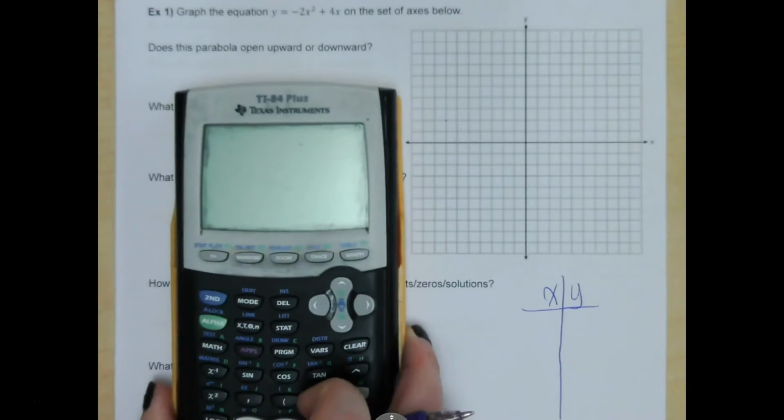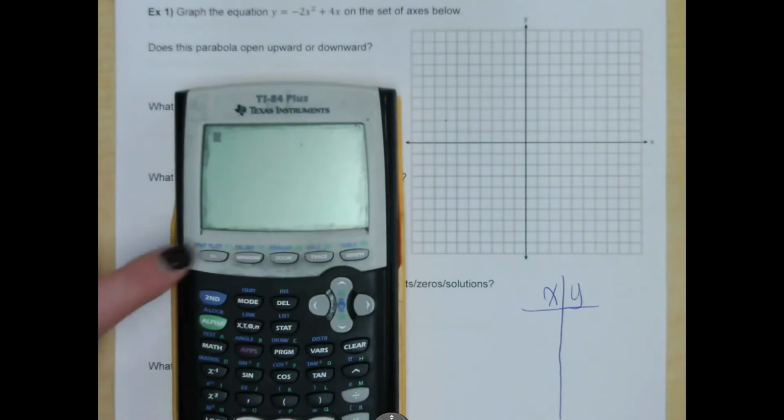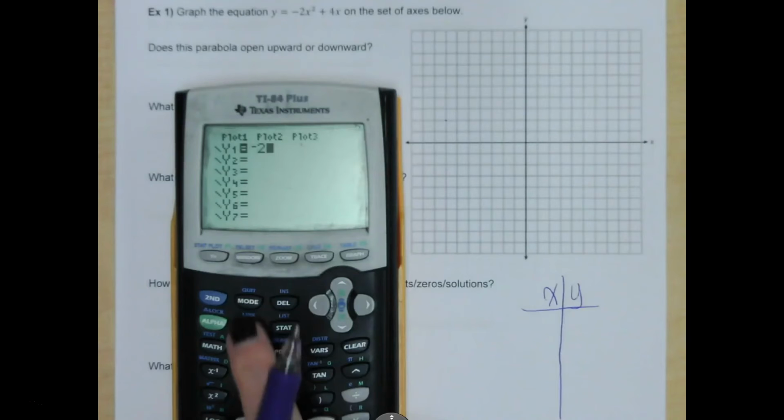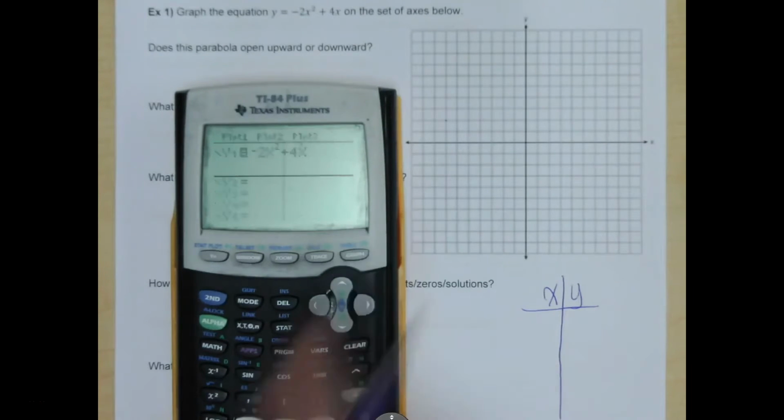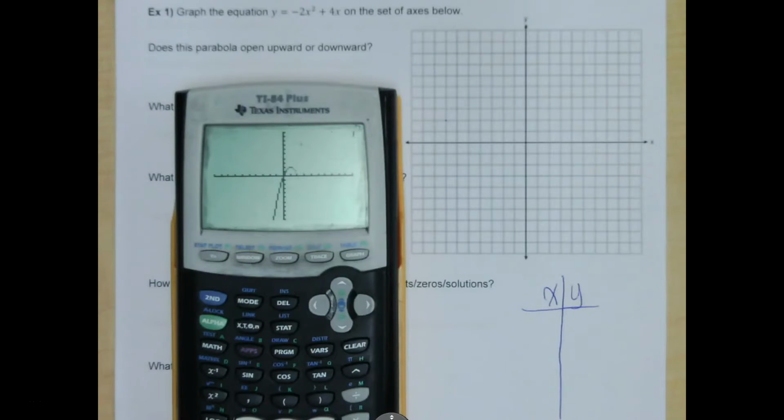So here I go. I'm going to turn my graphing calculator on. I'm going to press y equal, and then I'm going to type this in. So we have negative 2x squared plus 4x. Again, I can press graph if I want to see what it's going to look like.